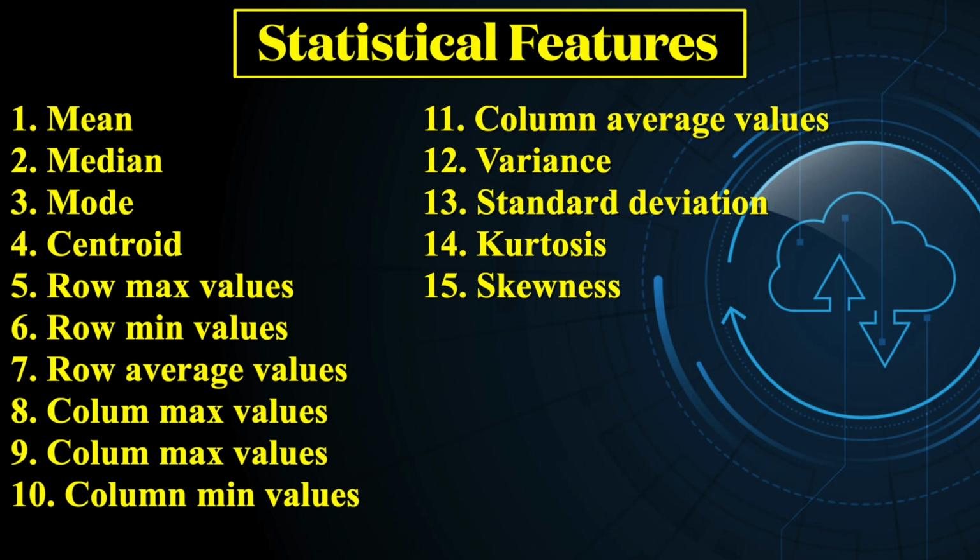Also we can take the maximum value of the rows, the minimum value of the rows, the average value of the rows, the maximum value of the columns as a feature, the minimum value of the columns as a feature, and the average value of the columns as a feature. The important statistical features are variance, standard deviation, kurtosis and skewness. I will take these 4 features in detail. So let us start with variance and standard deviation. Variance and standard deviation come together and are similar terms. Many people get confused about it, therefore I am explaining here the difference between these two.